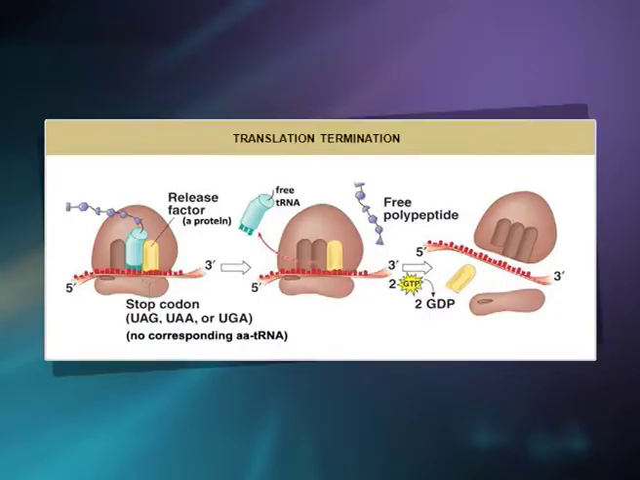The next step is termination. When the A site reaches a stop codon, instead of tRNA, release factor proteins bind to the A site. There is no tRNA available with the anticodon for stop codons such as UAA, UAG and UGA. The binding of release factors causes the release of the newly synthesized polypeptide and mRNA from the ribosome complex. Finally, the ribosomal subunits also get separated from each other.